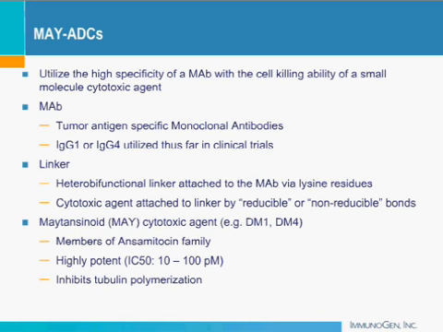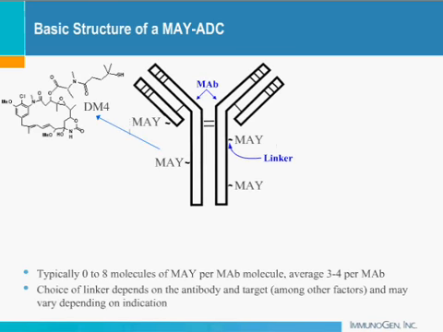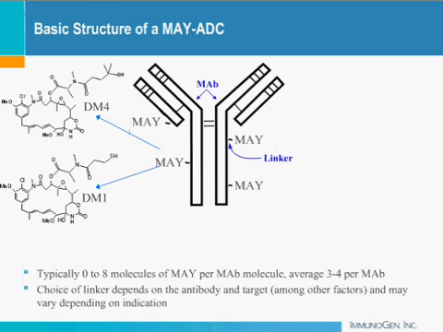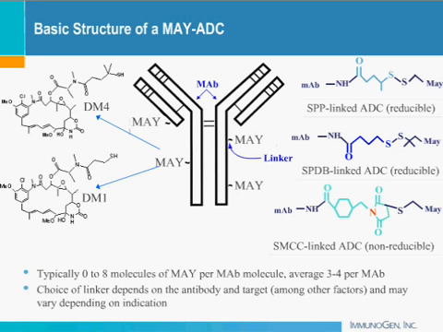On this slide, we look at the basic structure of a maytansinoid ADC molecule, wherein we see the different maytansinoid drugs that are attached onto the antibody via the help of a linker. On the left, you have examples of the small molecule cytotoxic agents, which are DM1 and DM4. On the right, we have examples of the linker molecules, like SPP and SPDB, which are the reducible type of linkers, and then SMCC, which is a non-reducible type.